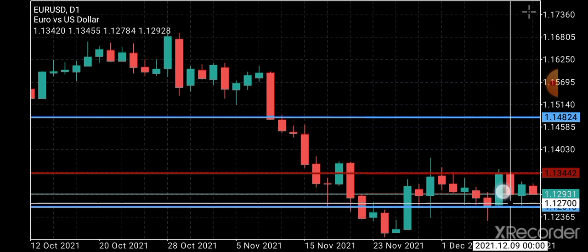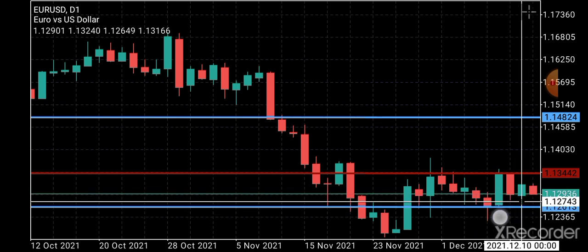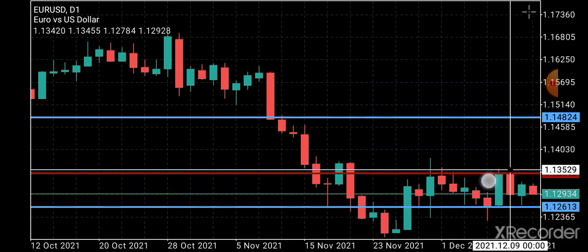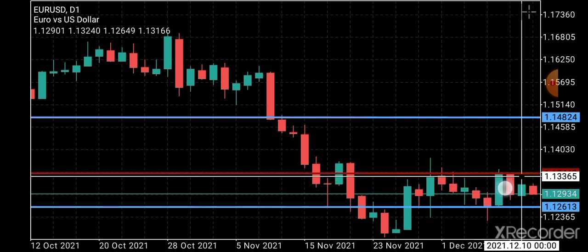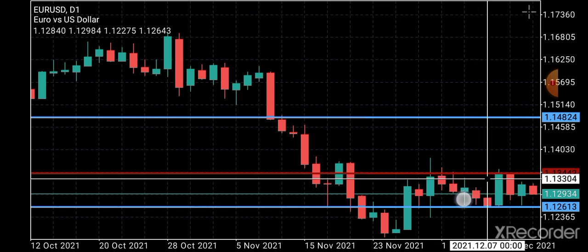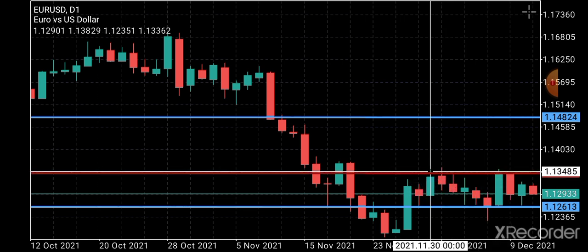And if the demand increases from this level, which started last week, if the demand increases and closes above 1.1344, then you might consider buying Euro USD. So that's my take on Aussie USD and Euro USD.